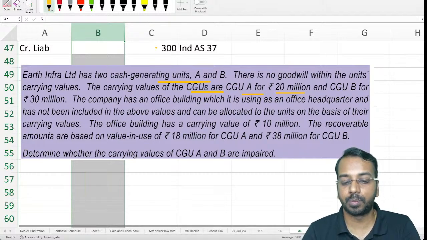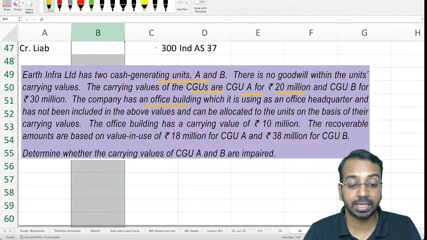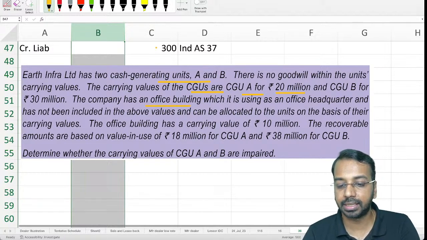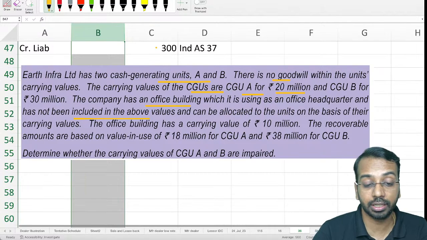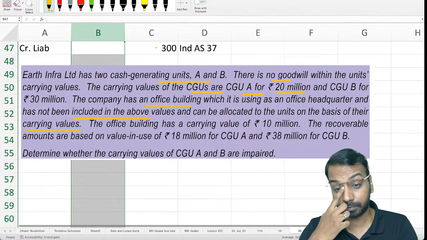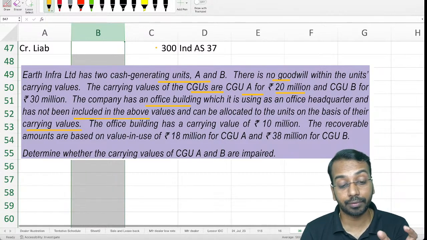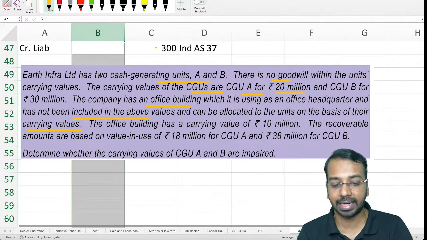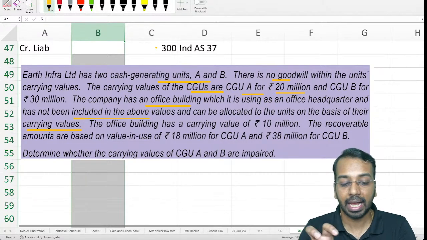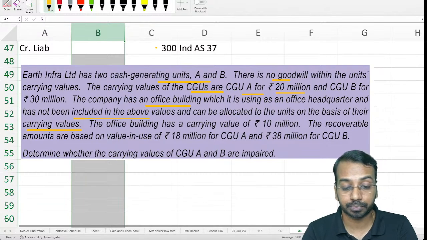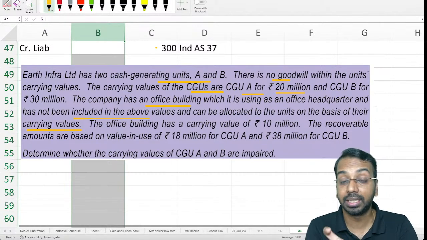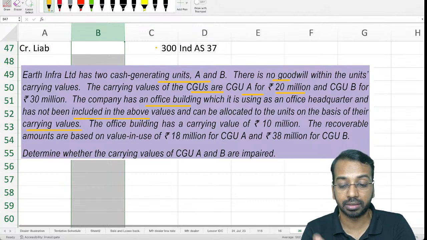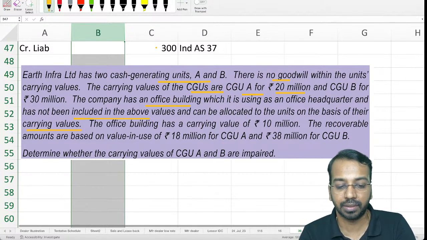The company has an office building which is used as an office headquarters and has not been included, meaning we have not included that in this 20 million and 30 million, and it can be allocated to the units on the basis of their carrying values. Now here the CGU does not include the corporate office, and now we have to include this office building, whatever is the carrying value, to the respective CGU, and then determine whether CGU A or B are impaired or not. A very simple question, but it will help you understand how we allocate the corporate assets to the respective CGU.